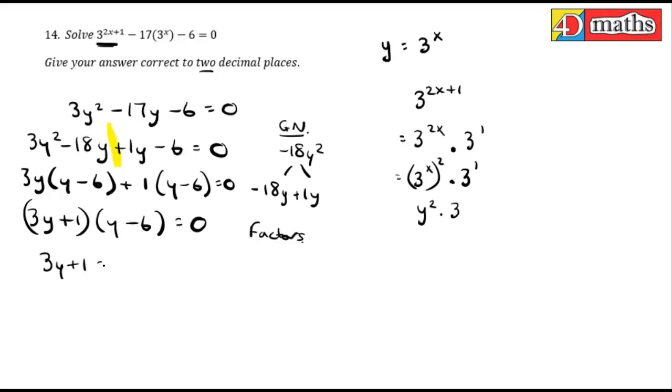So 3y plus 1 is equal to 0, 3y is equal to minus 1, y is equal to minus 1 over 3. And y minus 6 is equal to 0, so y is equal to 6. So we have two values for y.